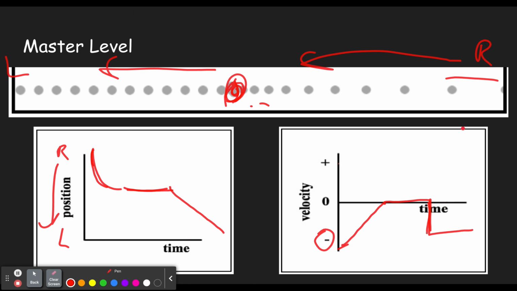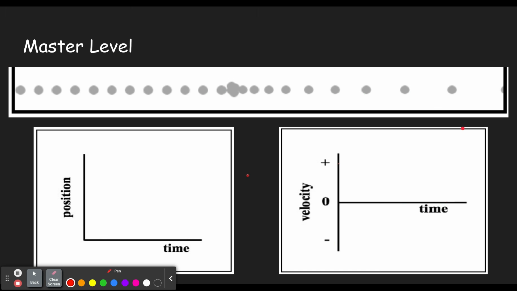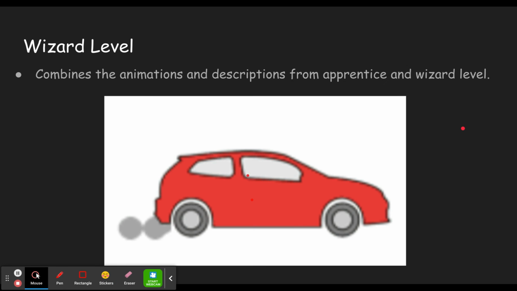All right, then finally, the wizard level just puts together the two things. So you'll see stuff that looks like from your apprentice level with just one section, one time period, and you'll see stuff from, this should say, master level, which has the 3 different time periods in it. So make sure you look at it carefully. Come back and check out some of the graphs that I showed you as examples, and enjoy learning physics.